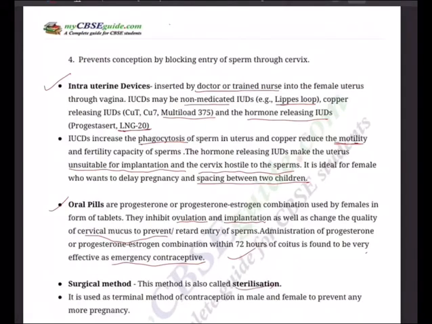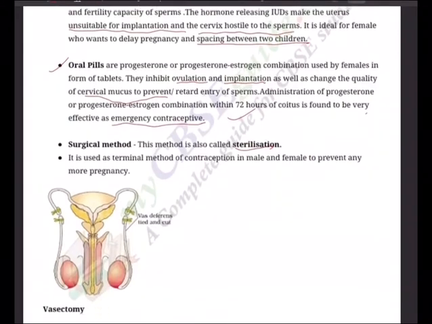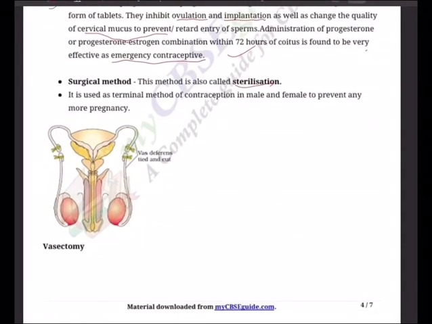So these are other things, and the permanent one will be the surgical one. The surgical method is called sterilization, and it is used as a terminal method of contraception in male as well as female to prevent any more pregnancy. Further we go ahead. In case of male, look at this. This is called vas deferens, all of you know. Since there is an incision being done by the doctor, there is a cutting of this, and since a pair of testes are there, right and left, on both sides the vas deferens is to be given a surgical break. And once this incision is done, we say vasectomy. So in a male, vasectomy will be done.